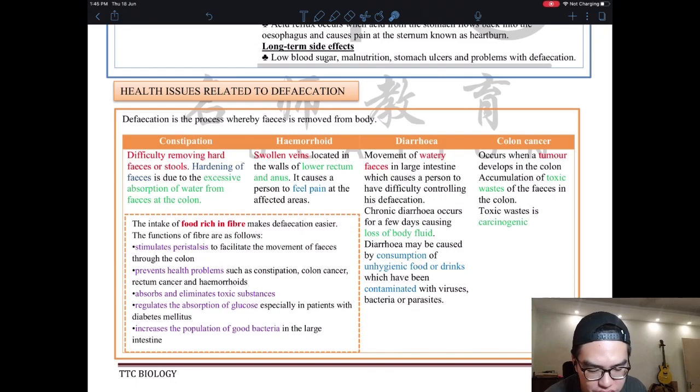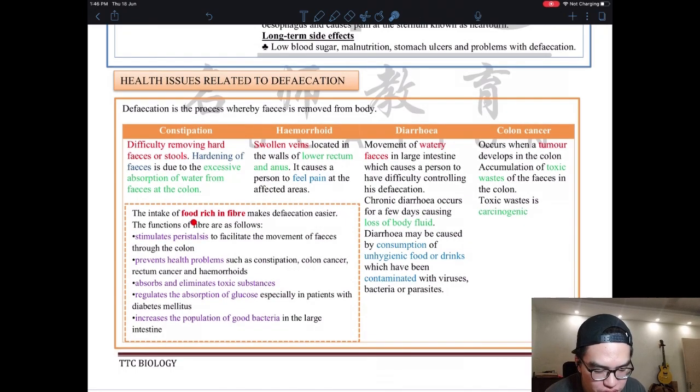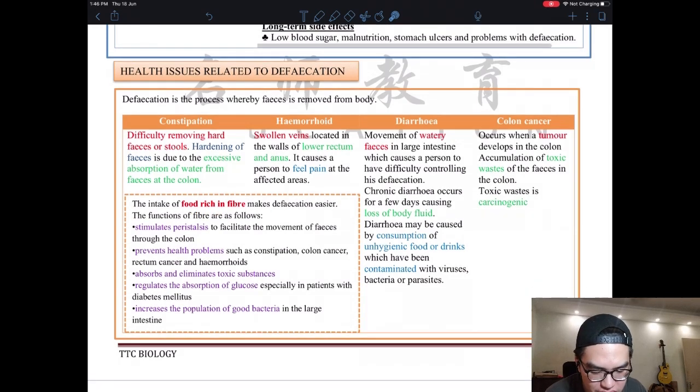It's excessive absorption of water. Why? Because you don't get fiber. So intake of food rich in fiber makes defecation easier. What does it do? It stimulates peristalsis. It prevents health problems such as constipation, and absorbs and eliminates toxic substances. Like I said, if you eat a lot of toxic substances, fiber actually helps flush them out. Fiber and water. You don't need all these detox teas. Fiber is the detox guy.